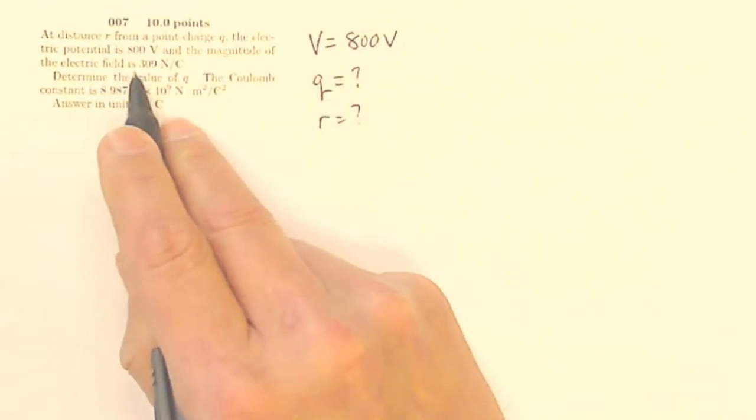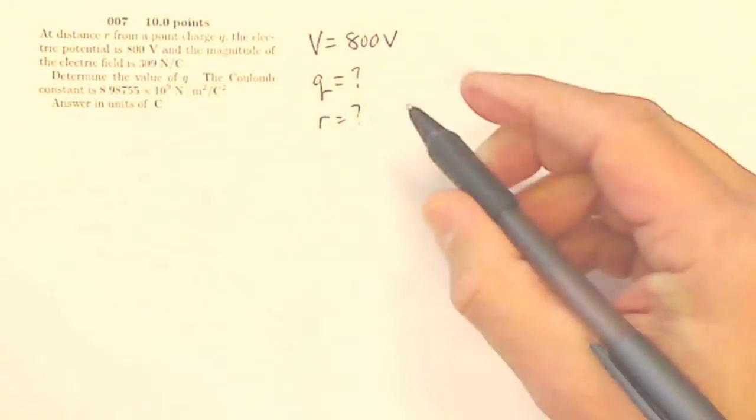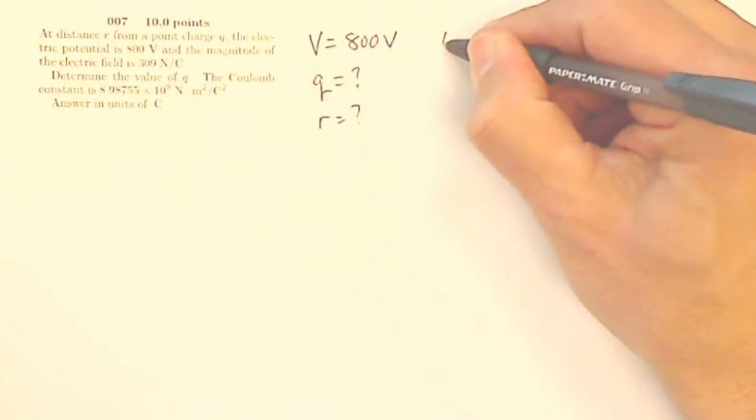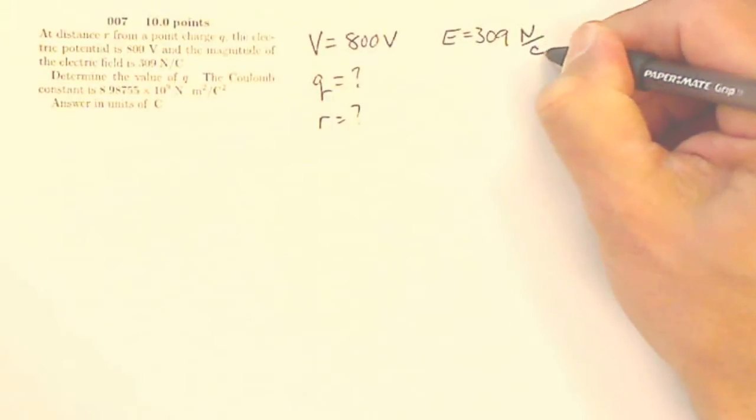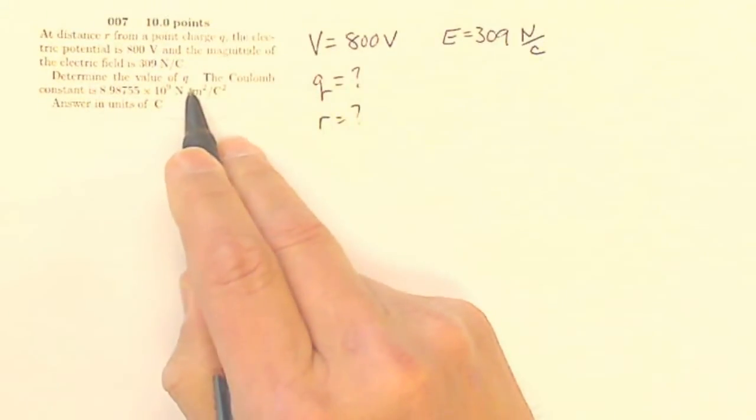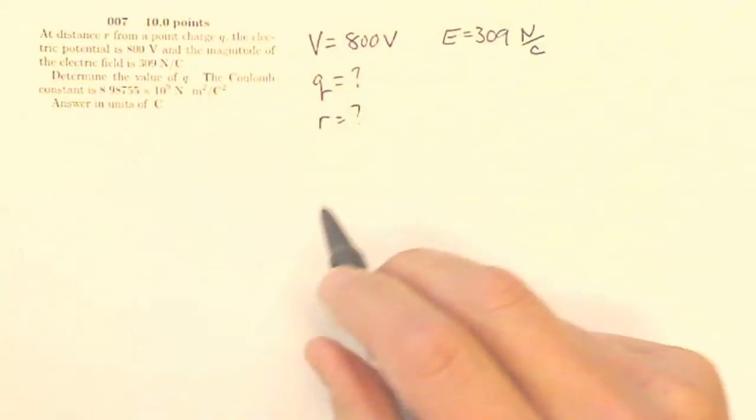The magnitude of the electric field is 309 newtons per coulomb. So I know that E equals 309 newtons per coulomb. Determine the value of Q. The Coulomb constant is given. Answer in units of coulombs.